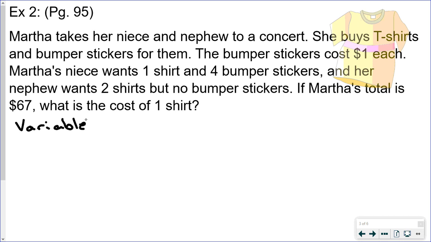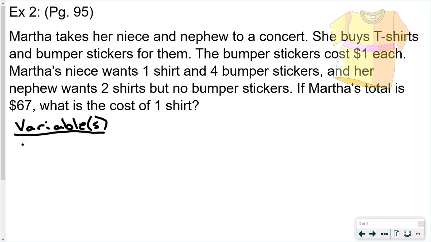Sometimes there's 1, sometimes there's more than 1. All right, the easiest way to find your variables is to look for question marks, because the variables are usually what you're trying to find. And so usually there's going to be a question asking you what is the value of the variable. So here's my question mark. It says if Martha's total is $67, what is the cost of 1 shirt?